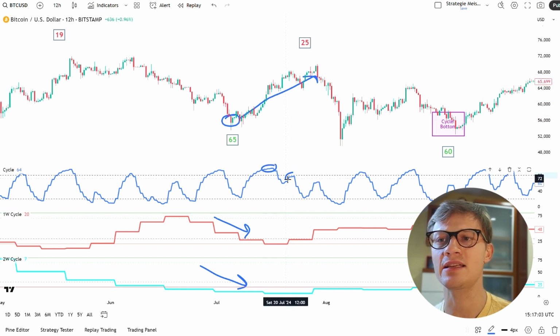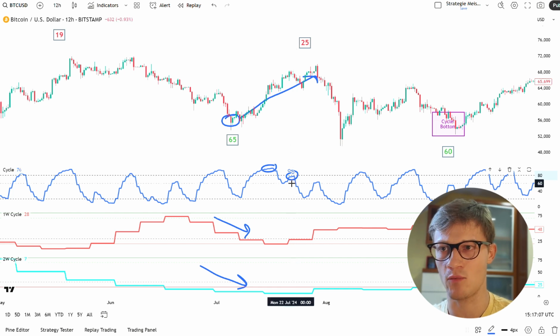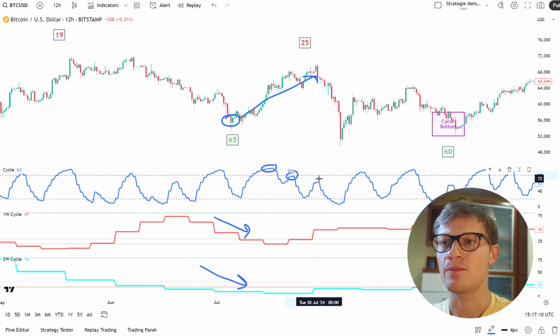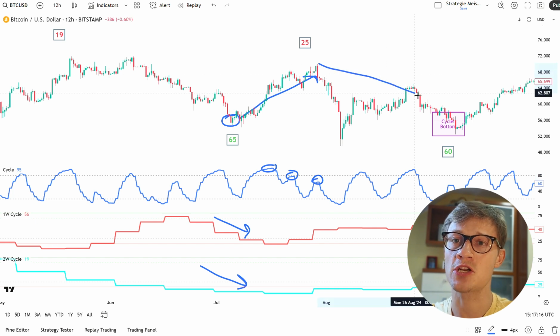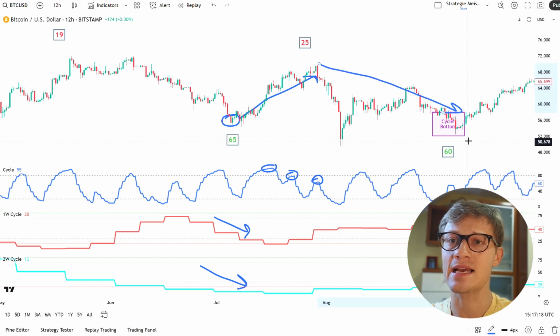Here we tried to make another daily cycle high, but we failed, and we understood that the market is not that hot anymore. The market is going to reverse. This top actually confirmed 3 times in a row that we are going to go down. And what happened next? We simply started trending down for about 40 days until we made another 60-day cycle bottom.